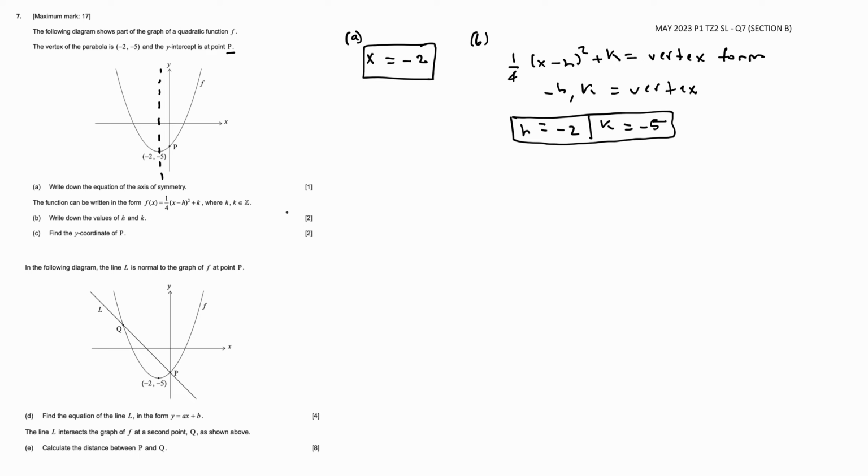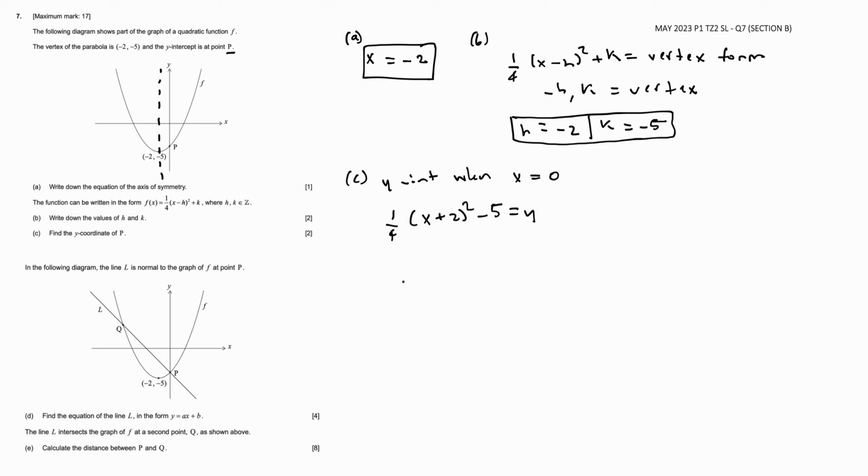Now part C. Find the y coordinate of P. We know P is the y-intercept, and we know a y-intercept occurs when x is equal to 0. So let's simply plug in 0 into this function f and see what is the output value of y. So that will be 1/4 (x - (-2))², because h is -2, so minus of -2 becomes plus 2, the whole square minus 5, and that will give us some y value.